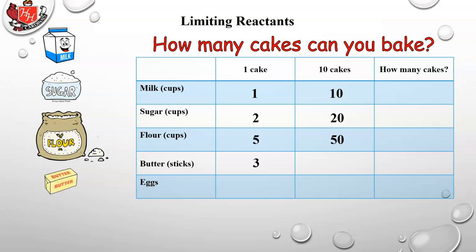One cake needs 3 sticks of butter. For 10 cakes, you need 30 sticks of butter. And to bake one cake, you need 6 eggs. To bake 10 cakes, you need 10 times that much, 60 eggs.